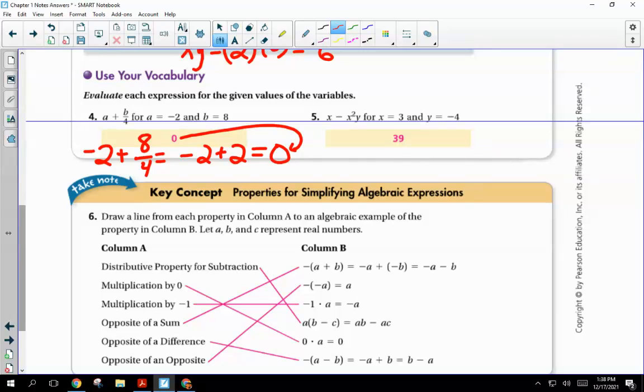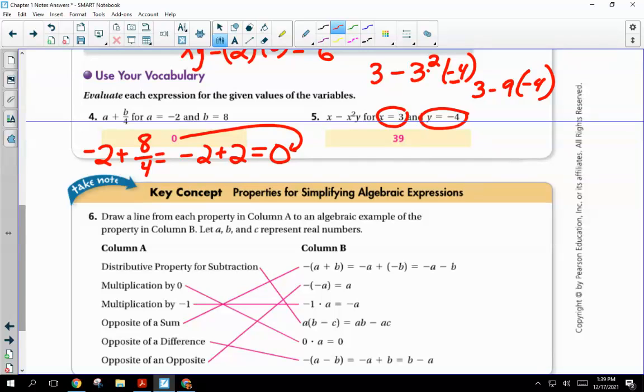Number 5, you have x minus x squared times y. X is going to be 3, we know, and y is going to be -4. So 3 minus 3 squared times -4. If we use order of operations, we know that PEMDAS is parentheses. There's nothing you can do inside the parentheses here. Exponents is next. So -3 squared is 9. So we have 3 minus 9 times -4.